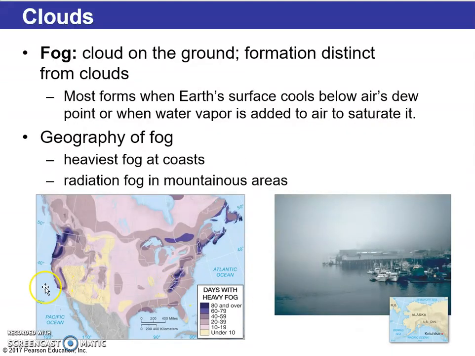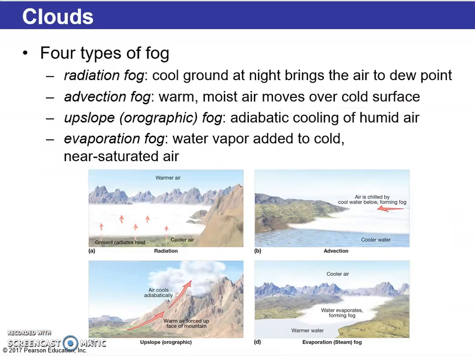Fog, geography of fog, this is where we have fog existing where precipitation is persistent. Radiation fog, advection, upslope. You can see pictures of those right here. Radiation moving, advection going to the side, upslope, we see on the mountains sometimes, and then evaporation.